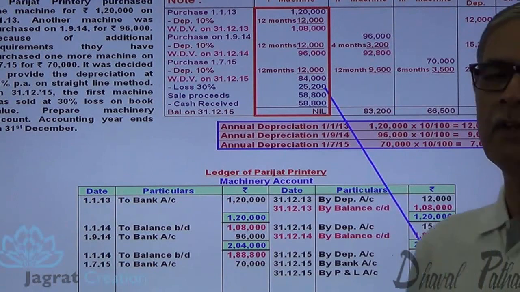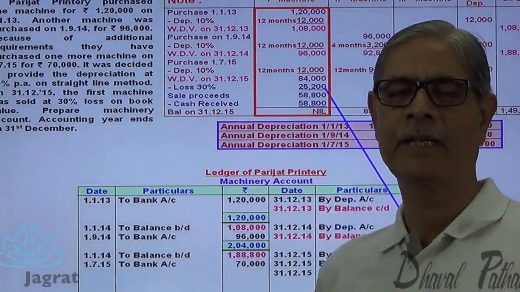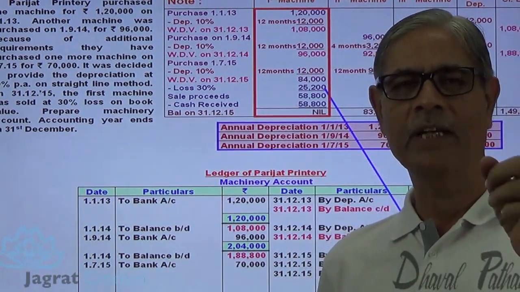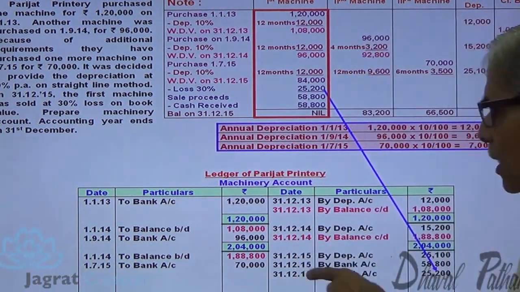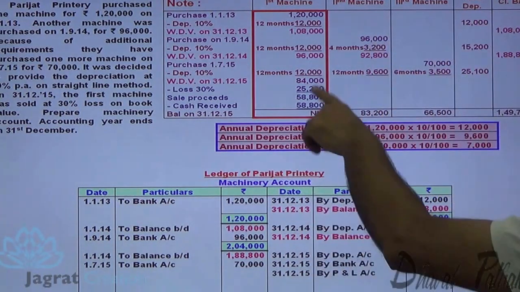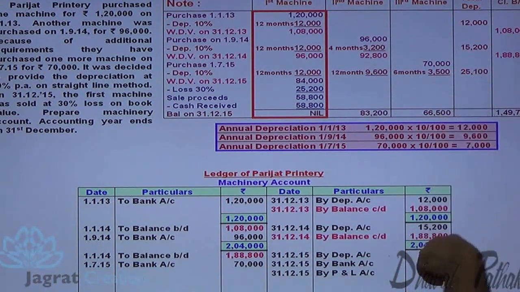Here there is an alternative way of writing the entry. Loss on sale of machinery account debit to machinery account credit, and that loss on sale is transferred to profit and loss account. So profit and loss account debit to loss on sale of machinery account credit. You can write 2 entries. Here I have recorded a straight entry because it is the end of the year. Now sales proceeds are recorded, loss on sale of machinery is also recorded, and depreciation is also recorded.